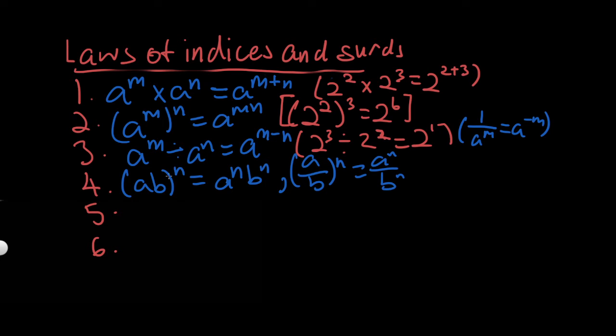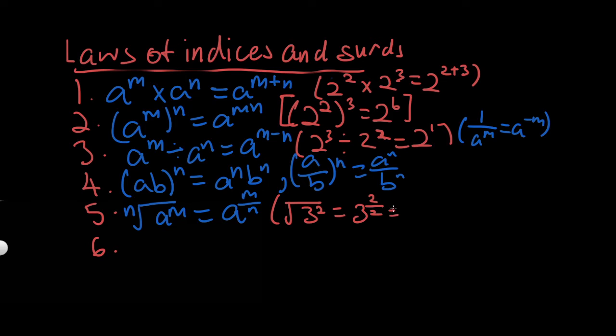But this one would be for square root. So the nth root of a power m equal to a power m over n. So like the square root of 3 power 2 equal to 3 power 2 over 2. Wait, okay, bad example. I think I'll use more like 3 cubed, for instance. 3 power 3 over 2. Another way of writing, I guess.